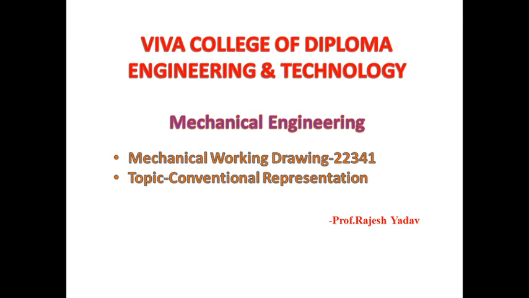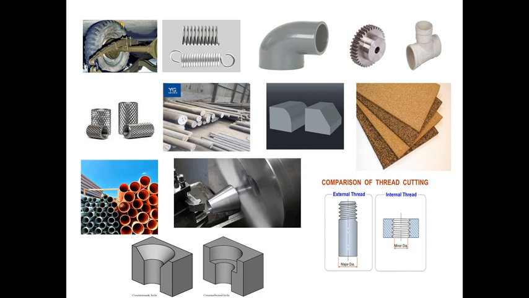Hello students, today we will be starting with a new chapter that is conventional representation. Let's begin with the chapter. Now what is conventional representation? In the engineering world, it is a common practice to represent various types of materials, various types of machine components, various machining processes, etc. by using a particular symbol.